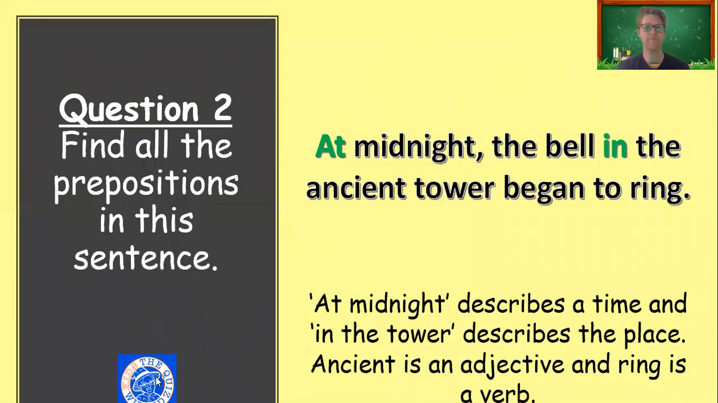Question 2, find all the prepositions in this sentence. They are at and in. At midnight describes the time, and in the tower describes the place. Ancient is an adjective, and ring is a verb. So the answers were at and in.